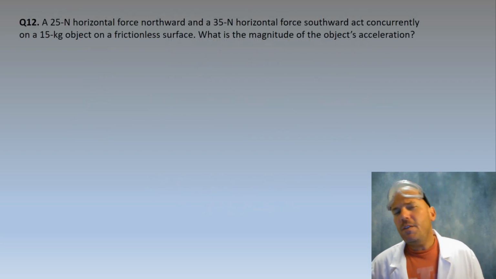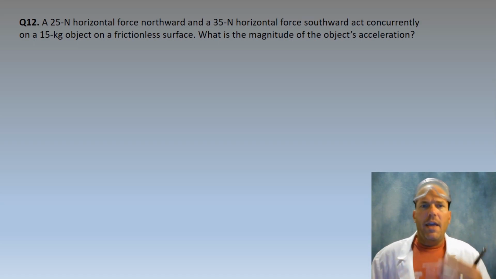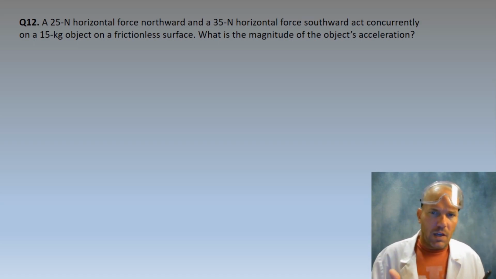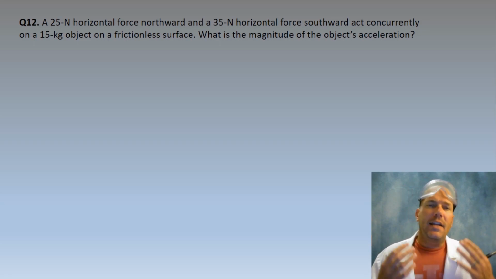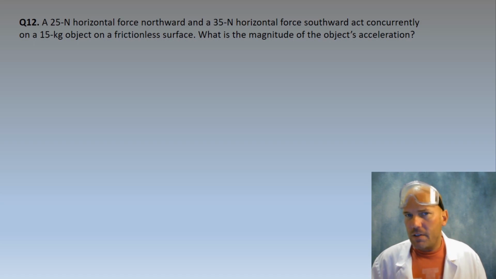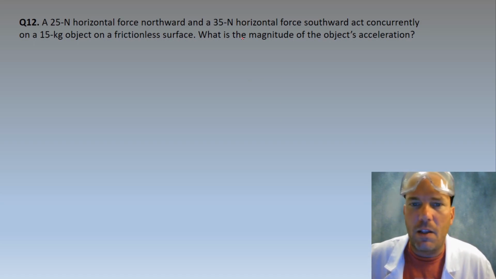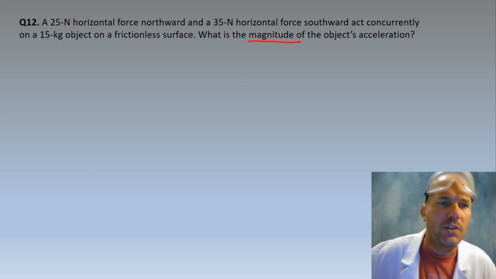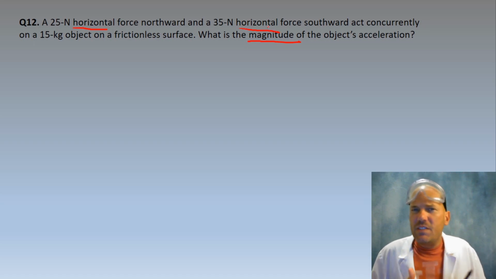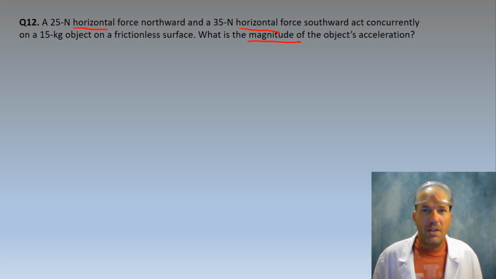Question 12. A 25 Newton force that is northward and a 35 Newton horizontal force that is southward act concurrently on an object which is on a frictionless surface. What is the magnitude of the object's acceleration? I'm going to underline the word magnitude. I also want to clarify here, these are horizontal forces. They're acting horizontally. There's no vertical component.